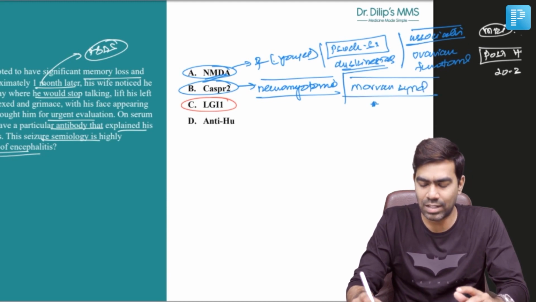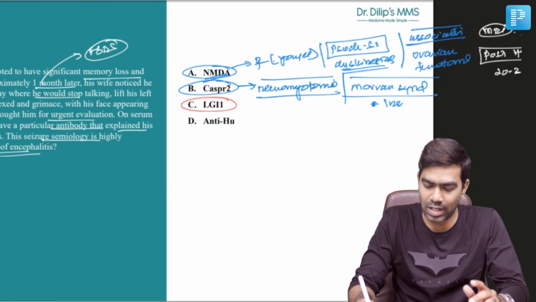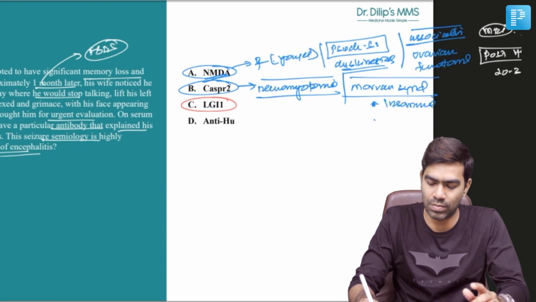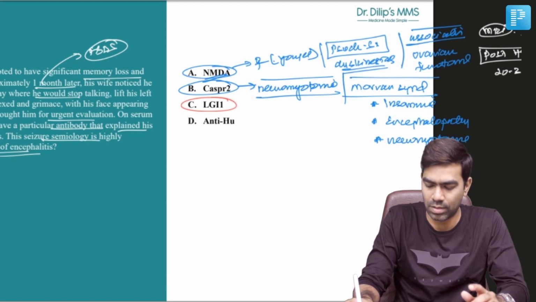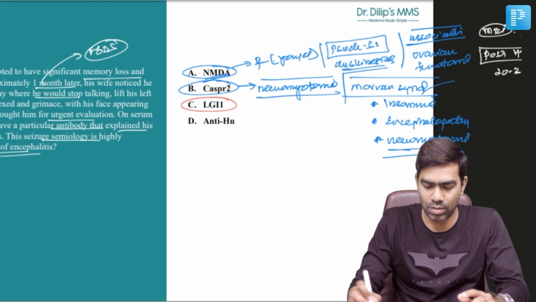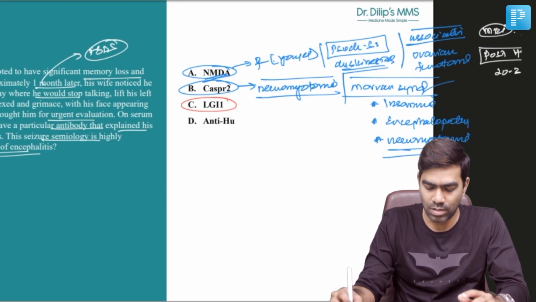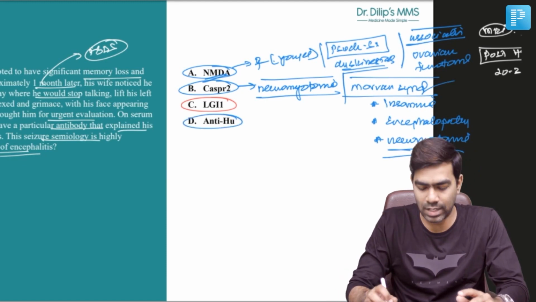So what will be the classic findings in Morvan syndrome? Patients will have insomnia, patients will have encephalopathy, and patients can have neuromyotonia. That's Morvan syndrome. And what about anti-Hu encephalitis?